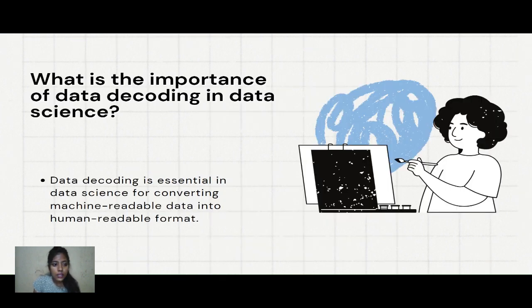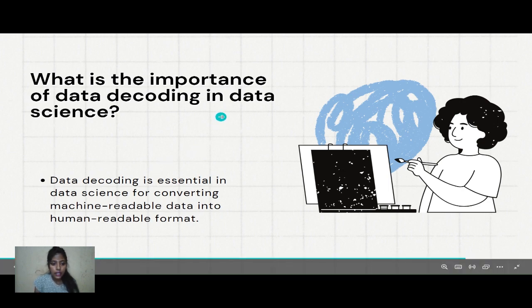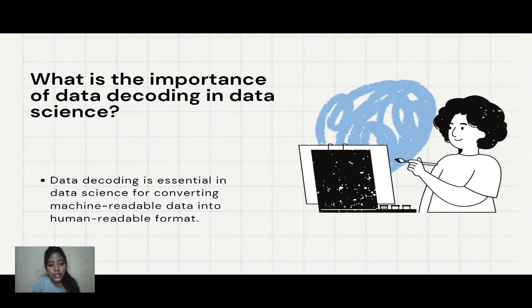What is the importance of data encoding in data science? Data encoding is essential in data science for converting machine readable data into human readable data. As we know, in real time, data is in the millions, and the world is running because of data, so a huge amount of data is accumulated. You must make it into a simpler form to analyze, because it's in machine readable form. When we analyze it, it has to be in a human readable format, right? So it will be easy.